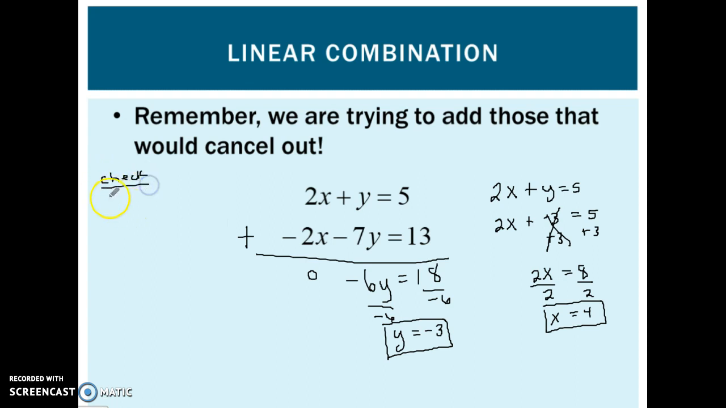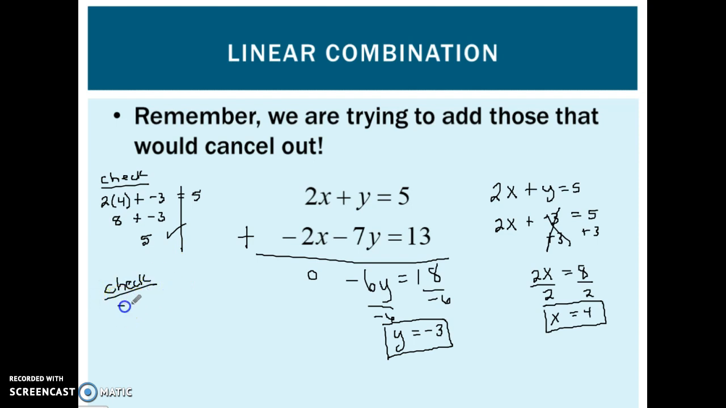So if we check for our first equation, if x is 4 and y is negative 3, I would have 2 times 4 plus a negative 3, and I want to see if that equals 5. So 2 times 4 is 8 plus a negative 3, and 8 plus a negative 3 is 5. So it checked out for our first equation. Then you want to check for the second equation.